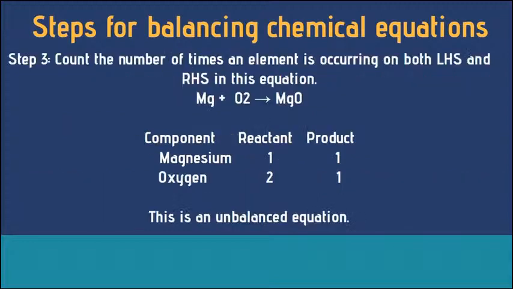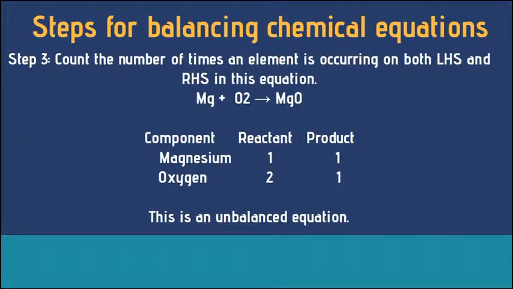Okay, so the third step is to count the number of times an element occurs on both the LHS and RHS of the equation. So we have to compare the left hand side and the right hand side. Here we have Mg plus O2, which turns to MgO. What do we have on the left side? We have Mg plus O2, whereas on the right side we have MgO. We can write it in a tabular format like this: component, reactant, product. Under component, number 1 would be magnesium. How many reactants are there? There are 2 reactants, oxygen and magnesium.